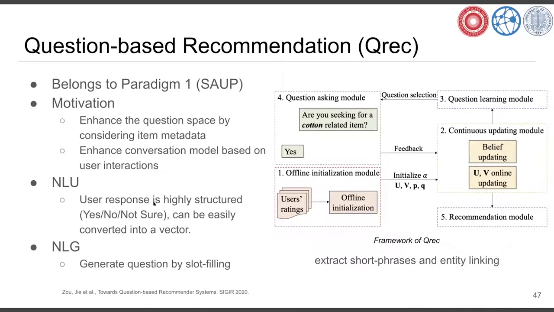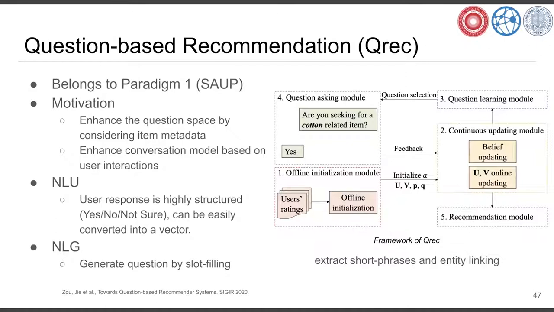So this work has been published in SIGIR 2020, but it still belongs to paradigm one, in which users cannot provide active feedback. And it has improved the question space compared to SOAR, the previous work, where the questions include not only the aspect value from the user side, but also cover the item attributes, which could be extracted from the conversational utterance.